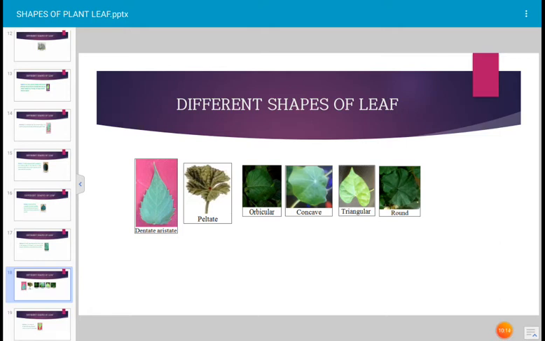Next, another fourth photograph, that is concave shaped leaf. The central part of the leaf is slightly raised. Such a shape is described as concave. And photograph 5, that is triangular leaf or heart shaped leaf. The shape resembles a triangle. And next, photograph number 6, that is round spherical leaf. Okay, next.